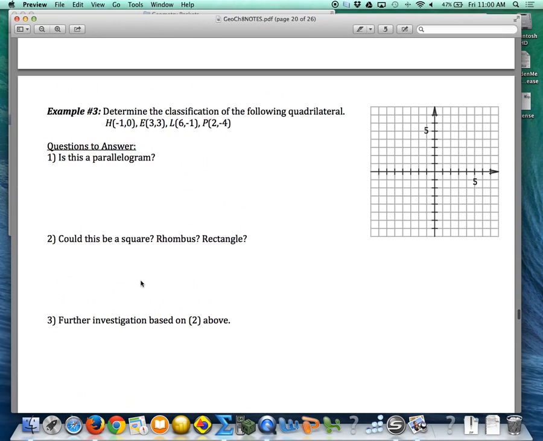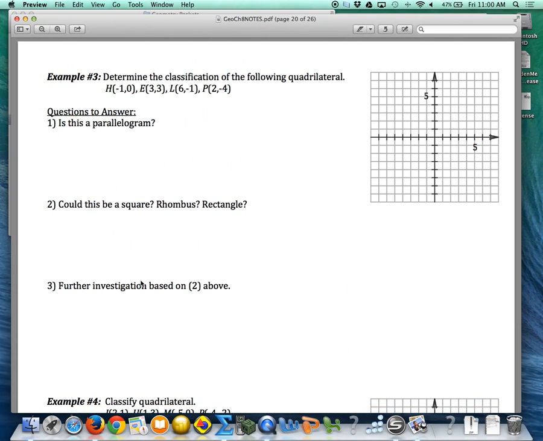So I think we got 2 more of these. Okay, so this time I'm not telling you what it is. You have to prove to me the type of figure that it is. So start, of course, by graphing it, please. Wait, I'm sorry. Don't graph yet.